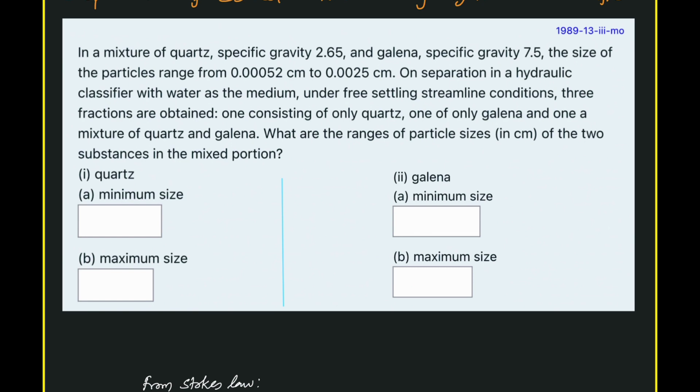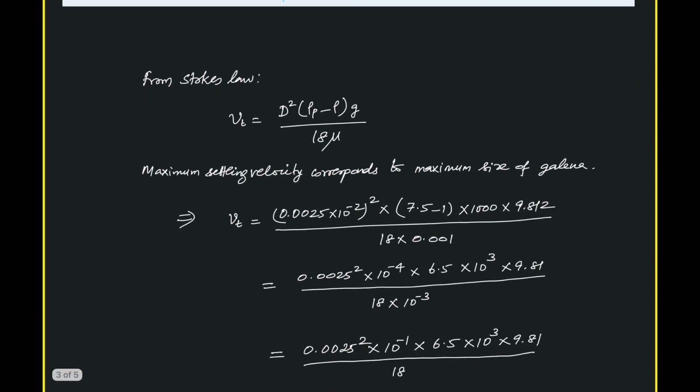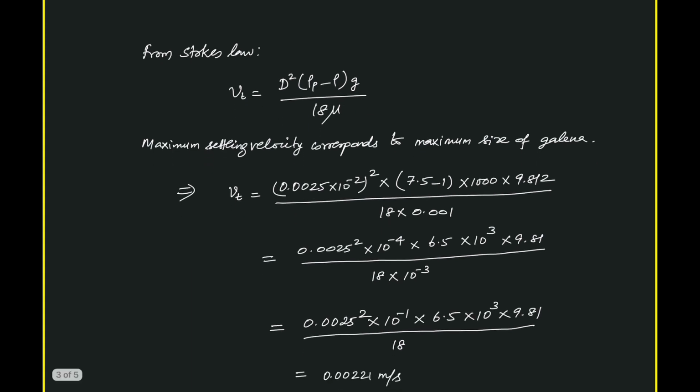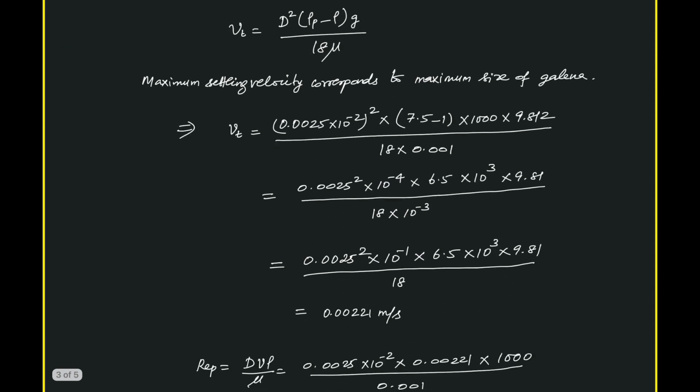Of course, it is already mentioned that it is settling under streamline conditions, but still we will check whether Stokes law is applicable. So we are going to find the maximum settling velocity corresponding to the maximum diameter and maximum density particle, which is nothing but the galena, whose size is taken as 0.0025. So for galena, specific gravity is 7.5 and water 1.